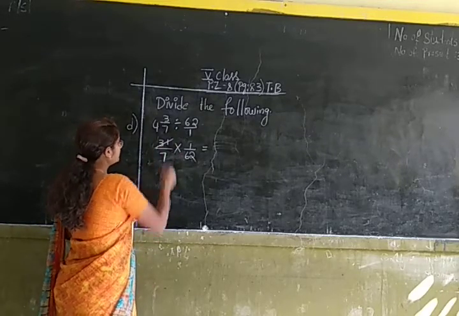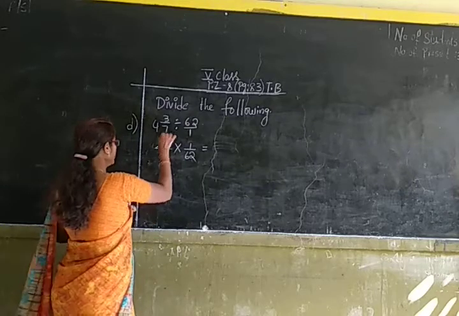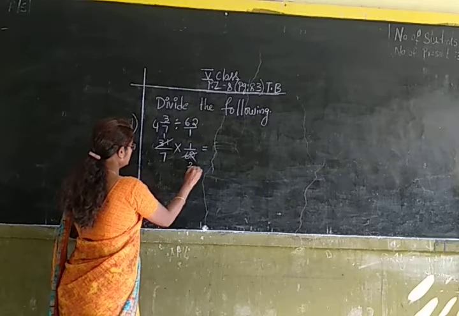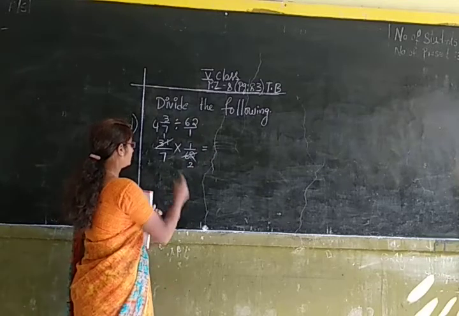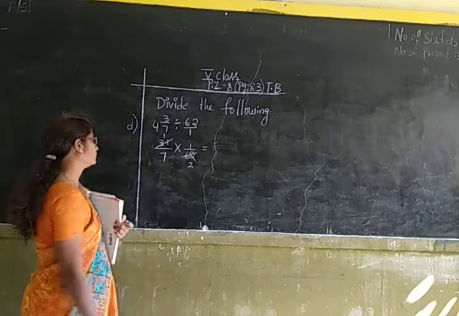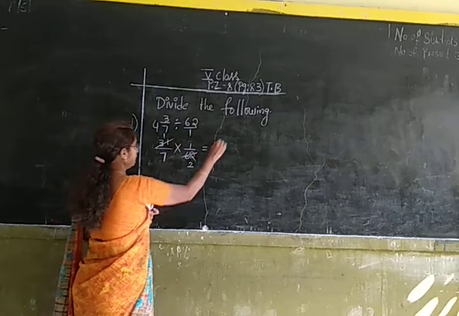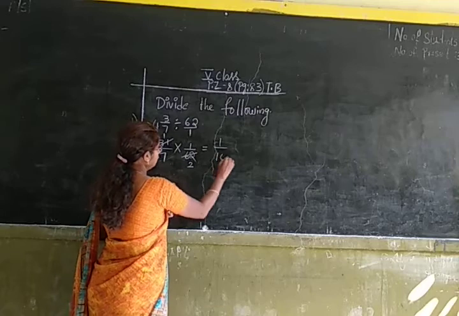Okay children. 31 table goes in 31 one time. 31 table goes in 62 two times. 31 2s are 62. So now let us multiply the fractions. 1 1s are 1. 7 2s are 14.